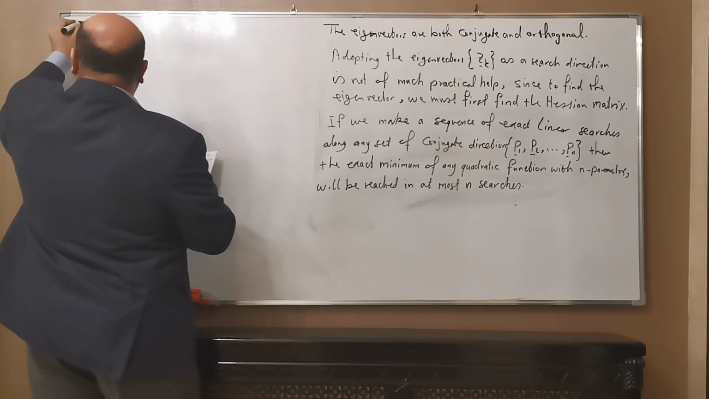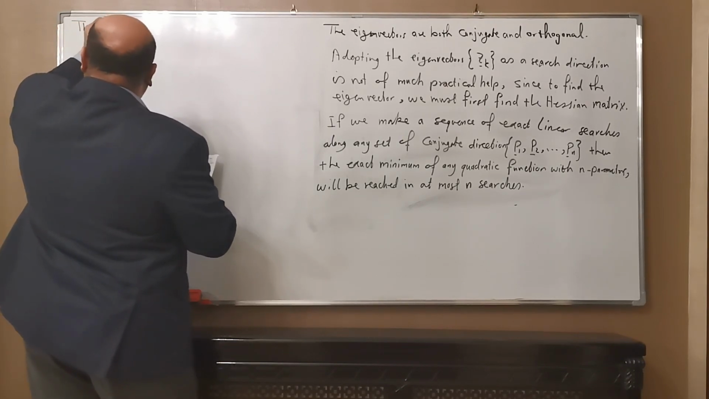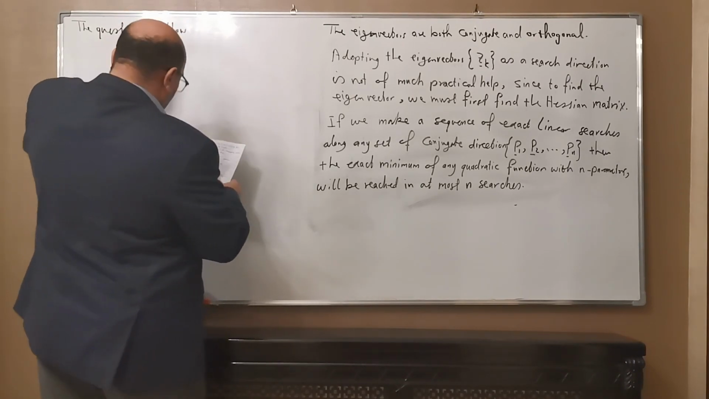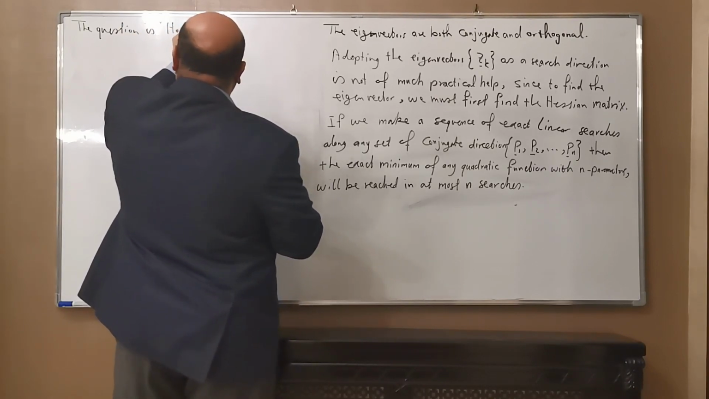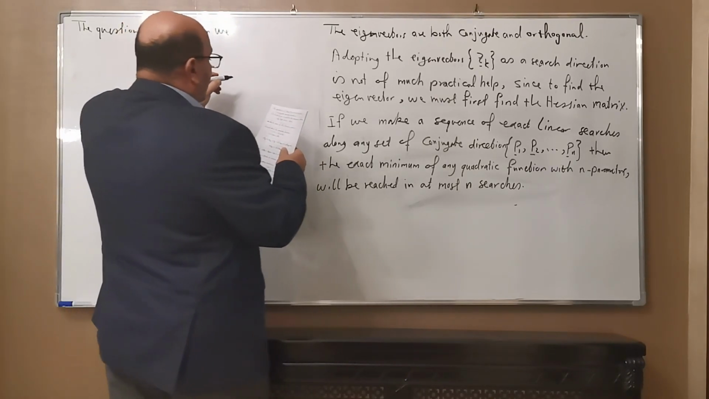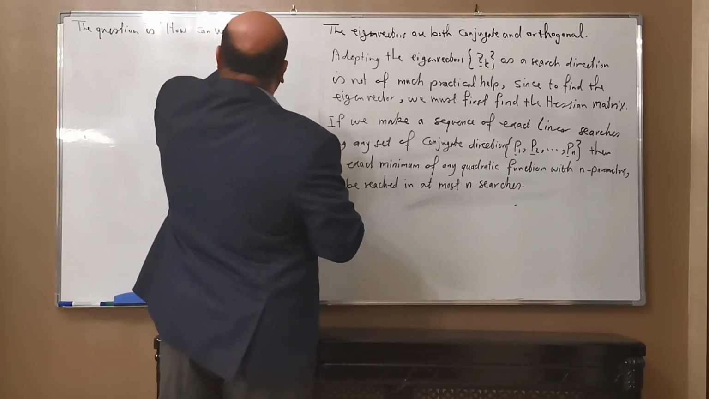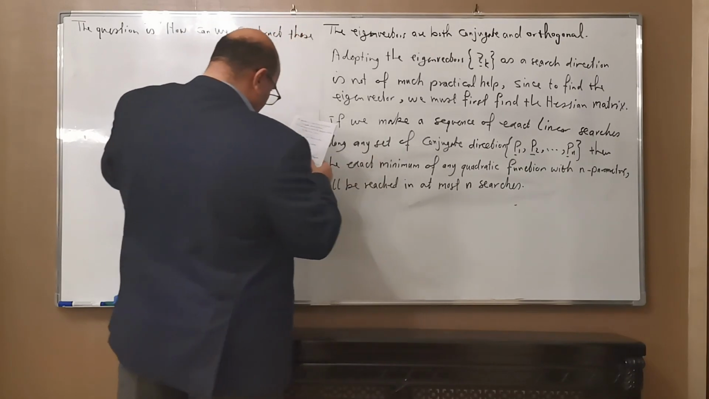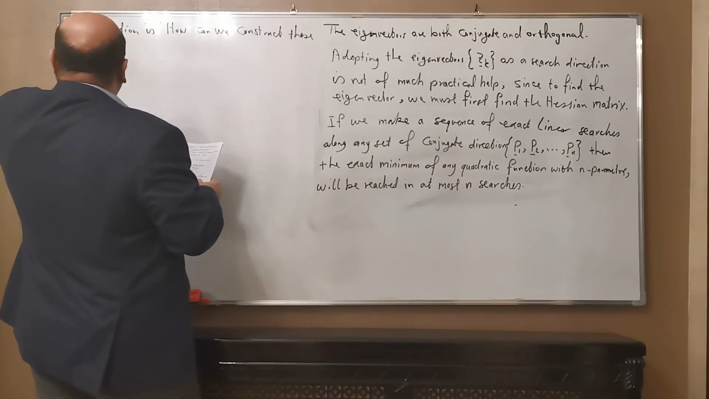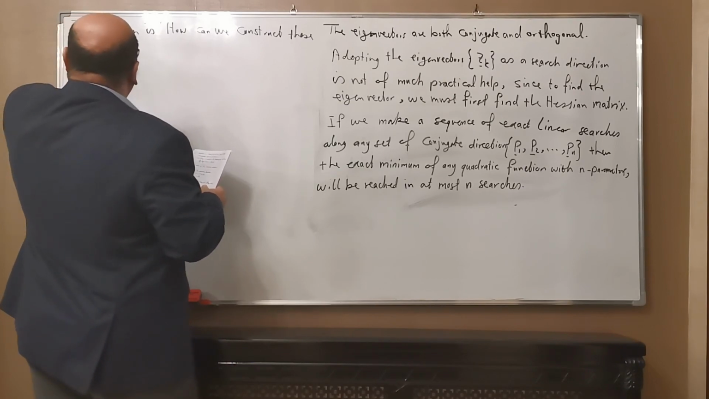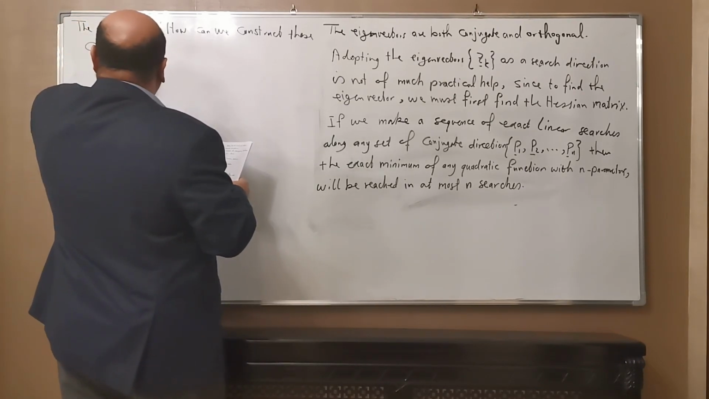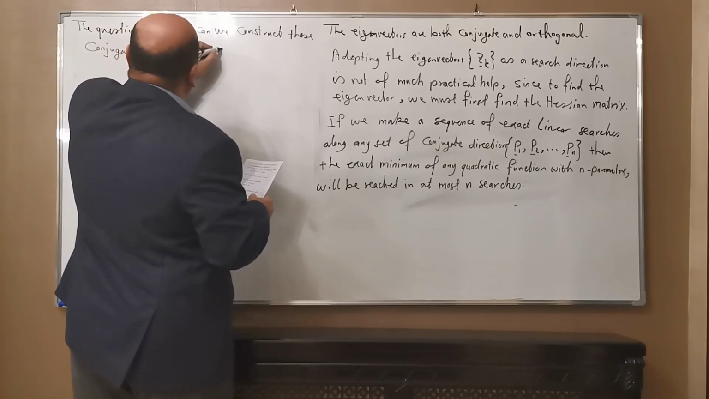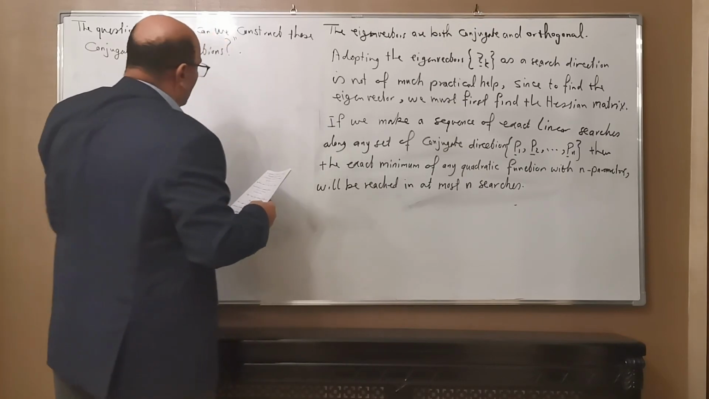So the question is, how can we construct these conjugate search directions? Okay.